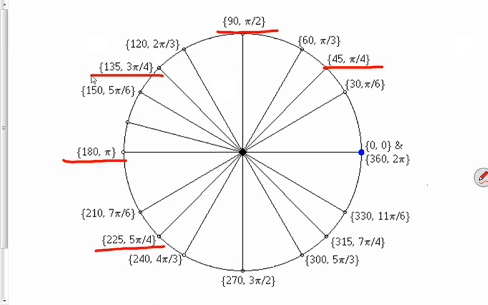225 degrees is 5 pi over 4, which does not reduce. 270 degrees is 6 pi over 4, which reduces to 3 pi over 2. 315 degrees is 7 pi over 4, which does not reduce. And 360 degrees is 8 pi over 4, which reduces to 2 pi.